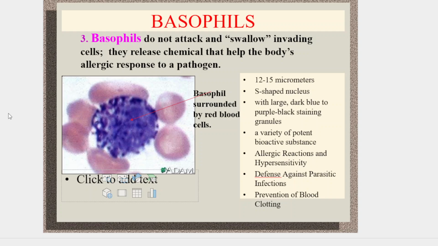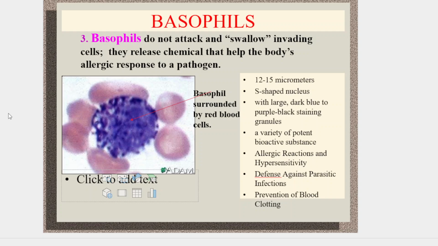The cytoplasm is plaqued with large dark blue to purple-black staining granules when using basic dyes like hematoxylin in the Romanowsky staining method. These basophilic granules are their most distinguished characteristic. These granules are membrane-bound vesicles containing a variety of potent bioactive substances such as histamine, heparin, chondroitin sulfate, proteolytic enzymes, cytokines, and platelet activating factor.